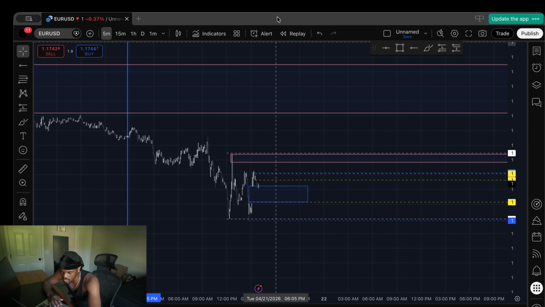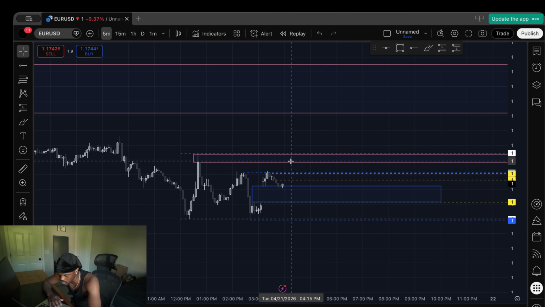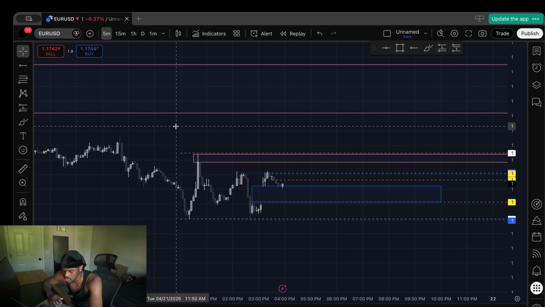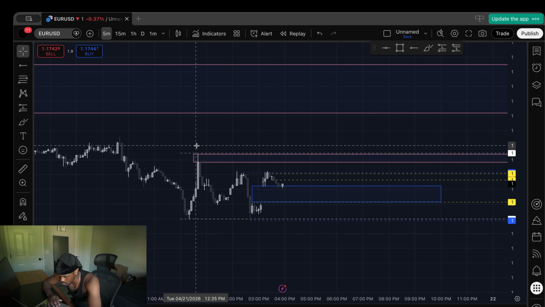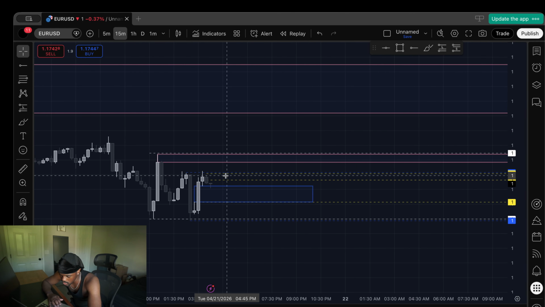I genuinely, if I have to trade this for a prop firm, I really don't want to. This is very annoying. We just had a 15-minute closeout. This was 15 minutes worth of a candle, by the way.